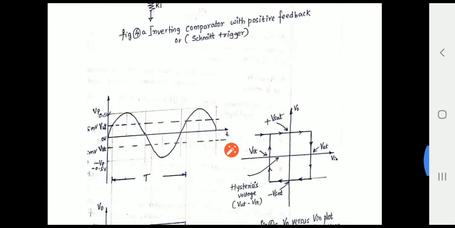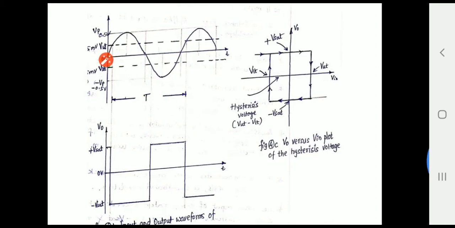Based on that, here we will write: when V in is less than VUT, V naught equals plus V saturation. When V in is greater than VUT, up to this time of the positive cycle, V naught equals minus V saturation. This is important. It will remain at minus V saturation until V in reaches the value of VLT. Until V in is less than VLT, V naught is again minus V saturation. That's why from this point to this point, V naught is minus V saturation.